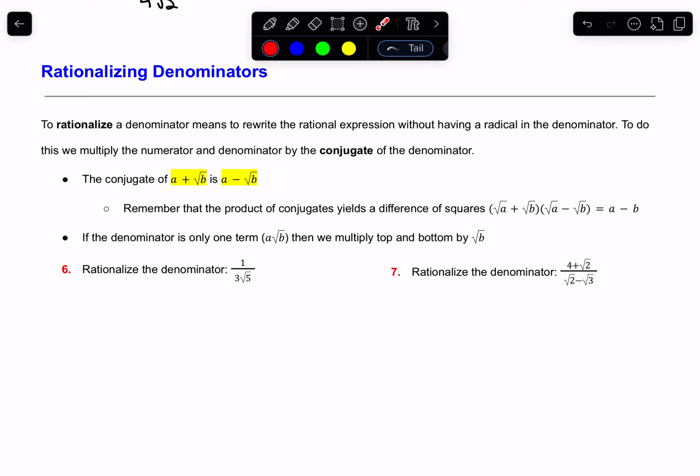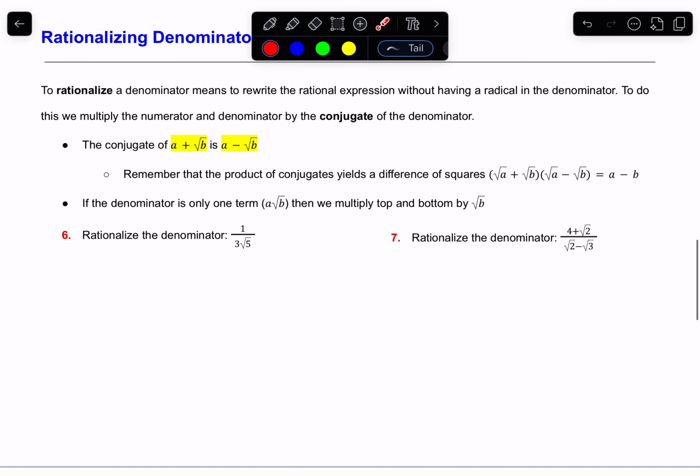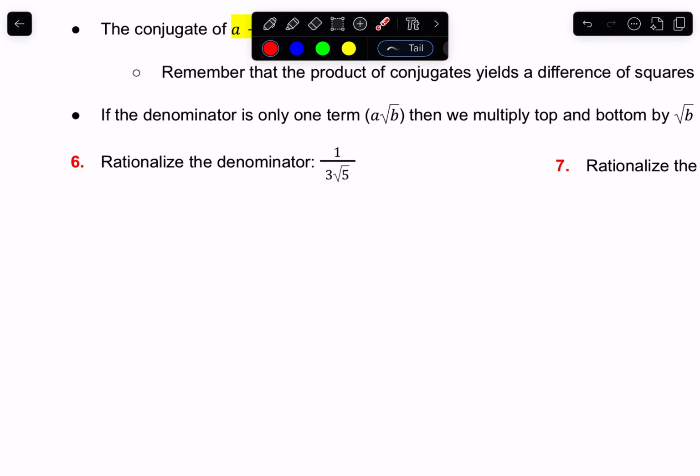Okay, if you remember from multiplying polynomials, we learned difference of squares, where difference of squares is products of conjugates. So if we multiply something times its conjugate, we get a difference of squares. Here, a plus square root b times a minus square root b, all we do is square the first thing and square the second thing. So for example, square root a plus square root b times square root a minus square root b, you square square root a to get a, you square square root b to get just b, and then we're left with a minus b. All right, if we have a simple denominator where it's just 3 square root 5, for example, so there's no addition or subtraction, then all we have to do is multiply by the square root of whatever b is. So we're going to see that number 6 is going to be easier, number 7 is going to be a little harder. All right, so for number 6, we want to get the radical out of the denominator.